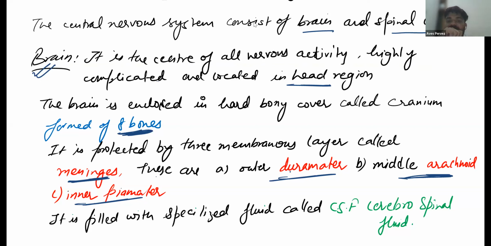The brain is the center of nervous activity, highly complicated, located in the head region. The brain is enclosed in a hard bony cover called cranium, formed of 8 bones. It is protected by 3 membranous layers called meninges. The outer layer is called dura mater, the middle layer is called arachnoid, and the inner layer is called pia mater.